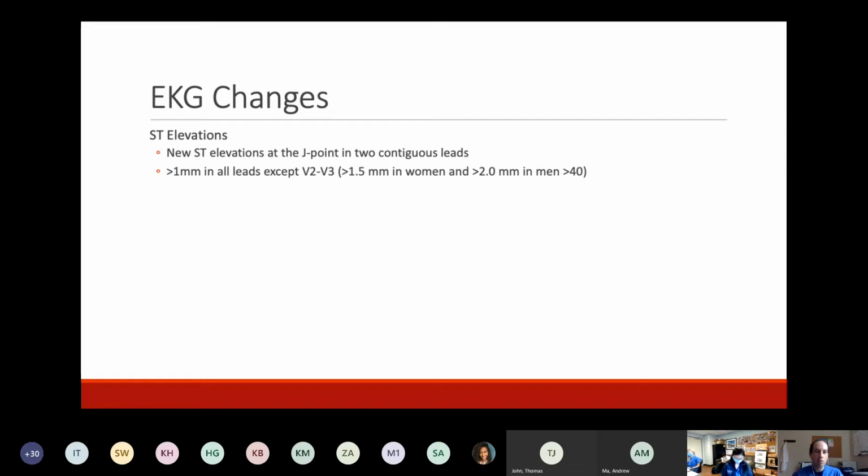ST elevations, what we mean by that is an elevation of the J point, which I'll show you in a second, in 2 contiguous leads. And we're talking about an elevation greater than 1 millimeter in all the leads except for V2 and V3. In V2 or V3, for women, it has to be greater than 1.5 millimeters, and in men older than 40, it's got to be greater than 2 millimeters.